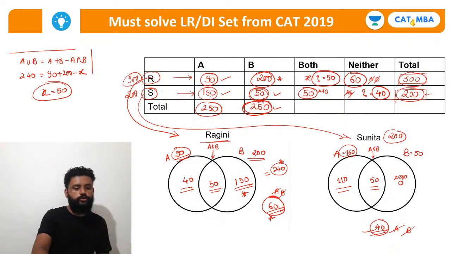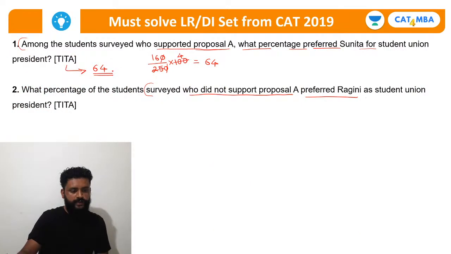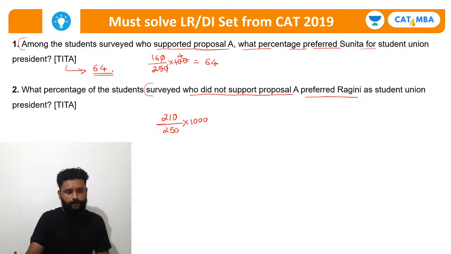Out of 250, 210, so it is 210 out of 250 into 100, right? So 4 times 21 over 25, into 4, it comes out to be 84%.